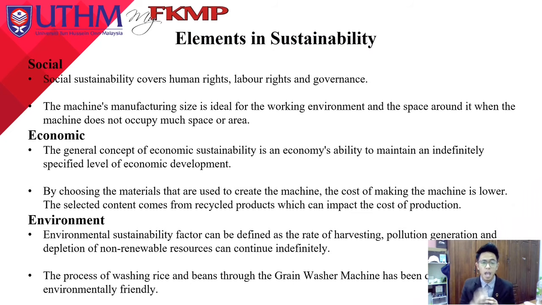Next, elements in sustainability. There are 3 elements in sustainability. The first element is social. What is social in sustainability? Social sustainability covers human rights, labor rights, and governance. For example, the machine manufacturing size is ideal for the working environment and the space around it, as the machine does not occupy much space or area.